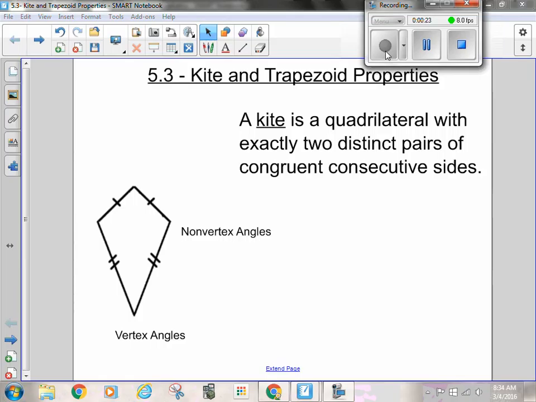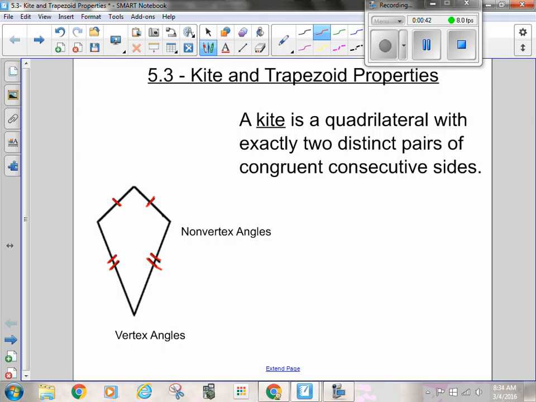So what that means is you have two sets of congruent sides, and consecutive means that they're right next to each other. So my congruent sides are here up on the top next to each other, or down here on the bottom, and they are next to each other. So that's what the consecutive sides part implies.